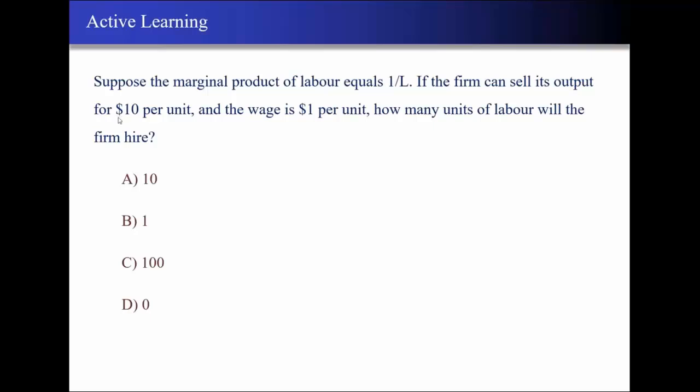So if you hire one worker, the marginal product of labor is 1, right? And the output is $10 per unit. So in this case, the marginal revenue product of labor will be $10. That's higher than the wage, so you definitely hire one worker. If you hire 2 workers, you're going to have a marginal product of 1/2. Multiply that by 10, you get $5. So you would still hire, and so you would keep going. Only when you get to labor of 10 would you get 1 divided by 10 times 10 equal to 1. So when you hire the 10th worker, your marginal revenue product of labor will equal $1, which is equal to the wage. Okay, and so the answer is A.